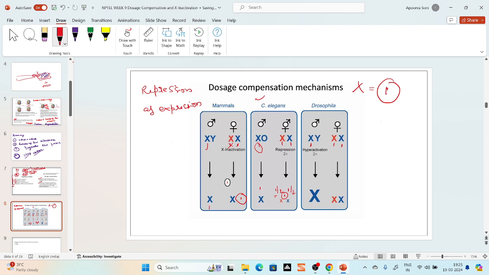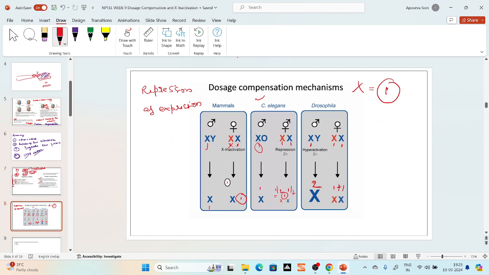But this X chromosome gets hyperactivated. So now because it gets activated, it doubles its expression. So now it expresses twice the expression that it usually does. And here nothing happens. 1 plus 1. So here it is getting hyperactivated, here it is getting repressed, and here one of the X chromosomes is getting inactivated. So this is how the dosage compensation takes place. Different species have different mechanisms of compensation of the expression.